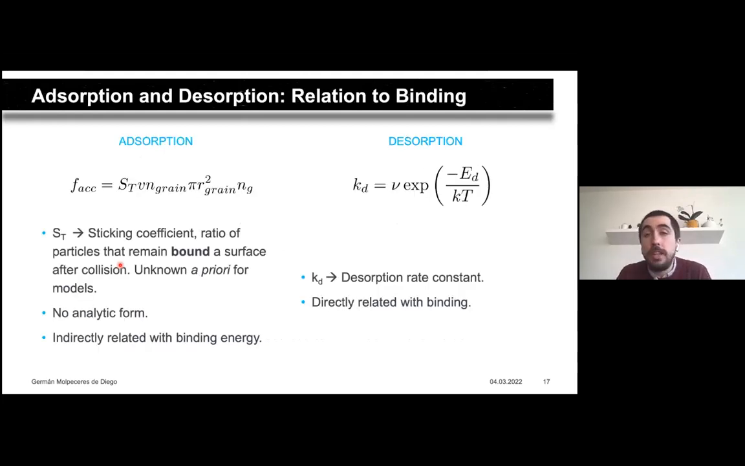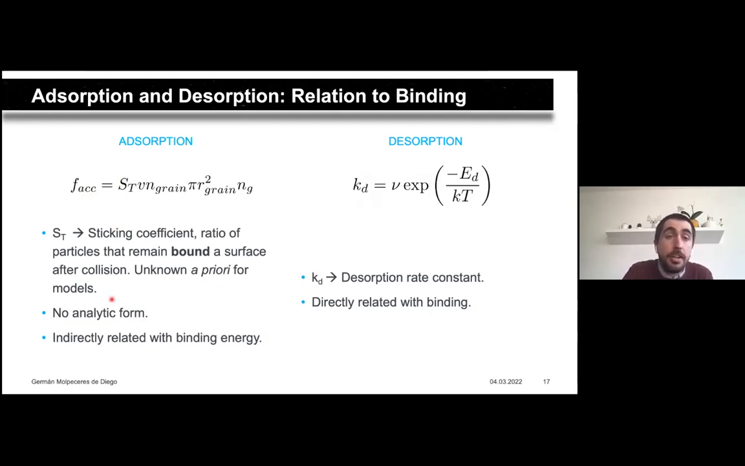And the physics of these two magnitudes are defined by these two quantities over here. One, the rate of accretion that is obtained as a multiplicative expression of parameters that depend on the dust grain and on the gas, but mostly and most importantly, by a factor that modulates this kind of expressions. This is the sticking coefficient, which is the ratio of particles that remain bound to a surface after collision. So imagine it, a particle comes to the surface, and depending on the ratio that we have of the sticking coefficient, it will remain bound or not.